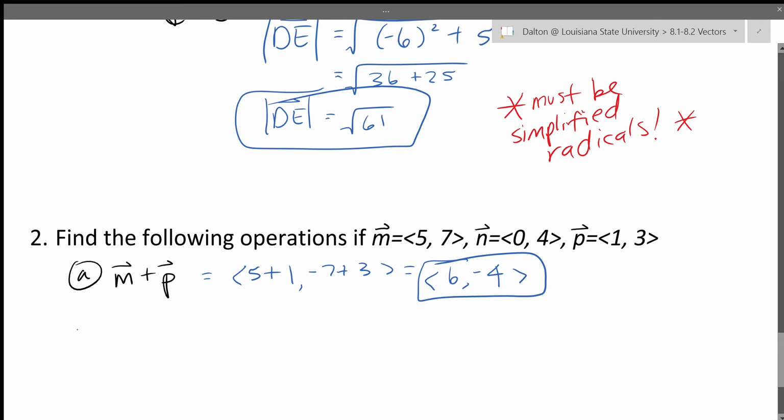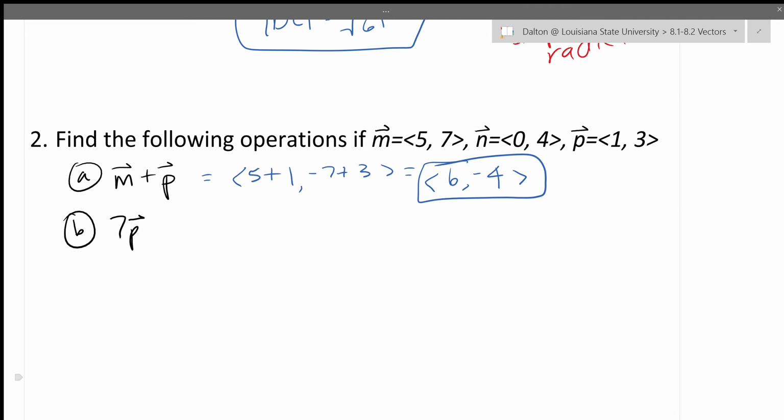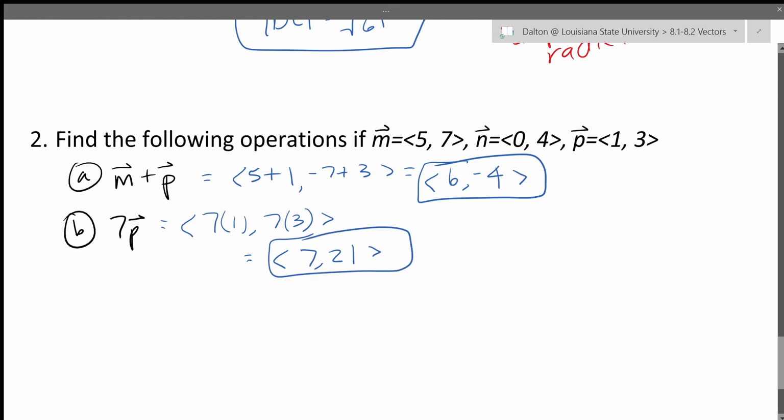Okay, that's adding them. We can also multiply by a scalar. So it's not multiplying like m times p or something like that, but just by a scalar. So if I ask you what is 7 times vector p, then this is as simple as multiplying both the coordinates of vector p by 7. So this is just going to be 7 times 1, comma, 7 times 3, which is the vector 7, 21.